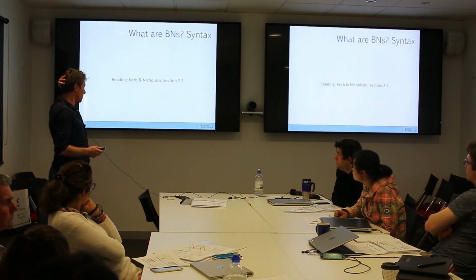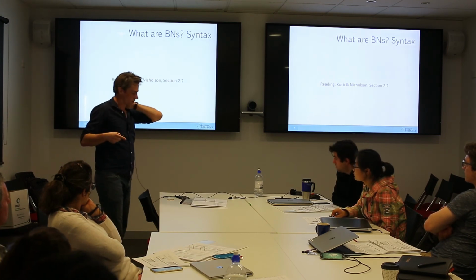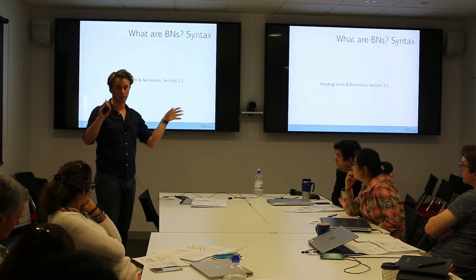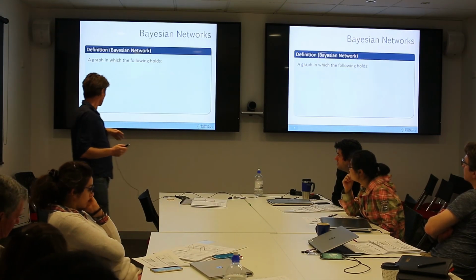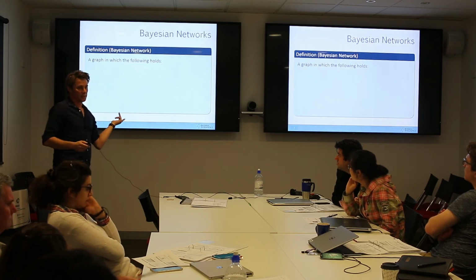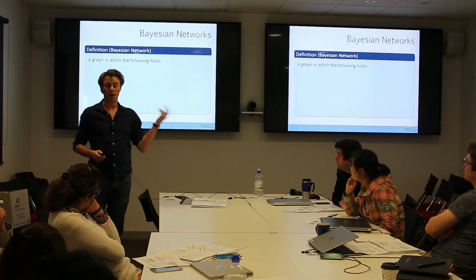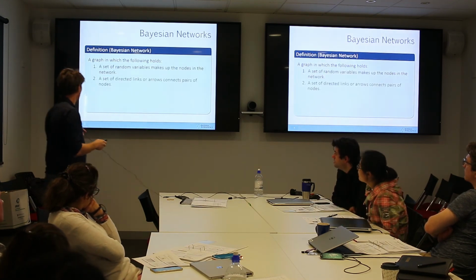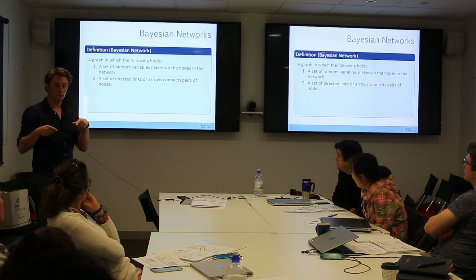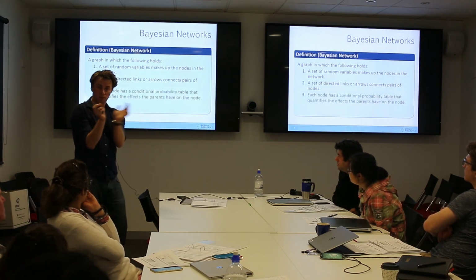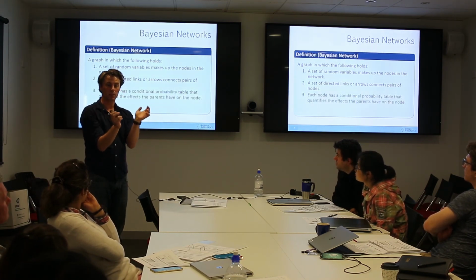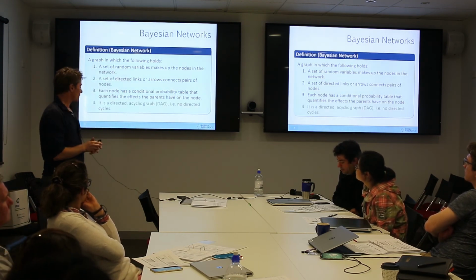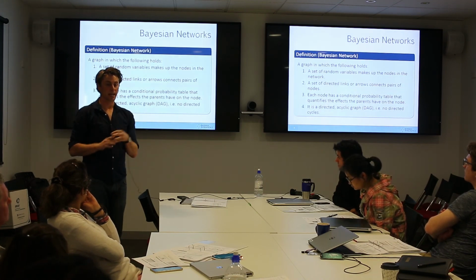So now, over the next little bit, I'm going to be talking about Bayesian networks and the syntax for Bayesian networks. We start off with a definition. A Bayesian network is a graph which has a set of random variables. We have a set of directed links between those variables. Each variable has a conditional probability which quantifies the relationship between it and its parents. And also, a Bayesian network has to be a directed acyclic graph.